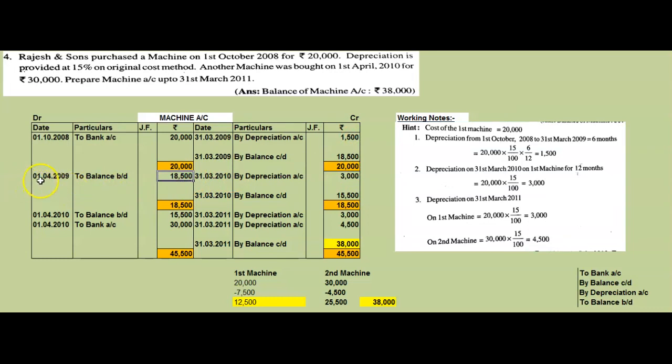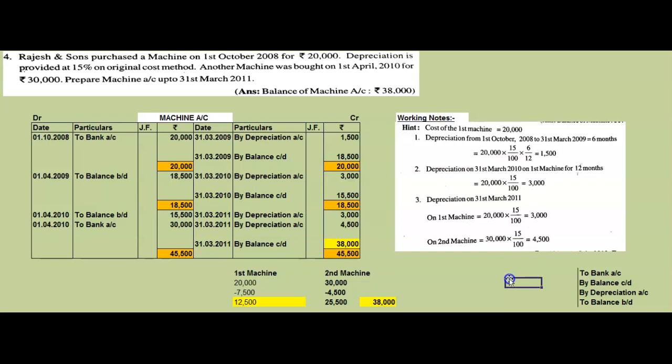Next year is from 1st April 2009 to 31st March 2010. So in this year no development is there. Development is there in the third year. It means another machine is purchased in the third year. So in this year nothing is given. Directly we can provide the depreciation at the end of the year. End of the year is 31st March 2010. So here we have taken 3,000 as depreciation.